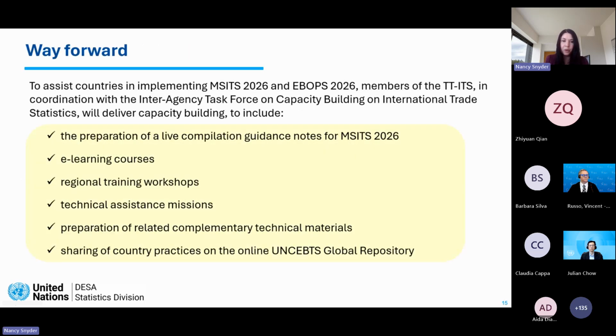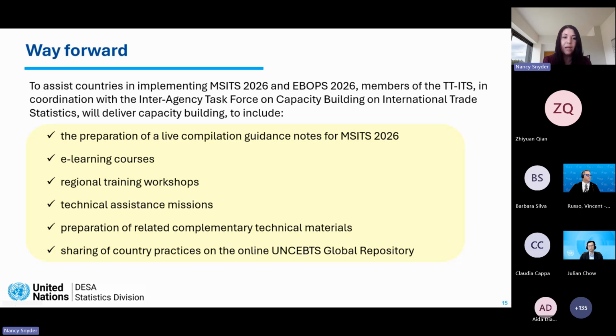So the way forward: we have given thought to the implementation of MSITS and EBOPS 2026. Importantly, there is an interagency task force on capacity building on international trade statistics, which is comprised of international organizations, especially the OECD and World Trade Organization, which will be leading that. They will coordinate the implementation and capacity building, but it will also be delivered and facilitated by members of the task team on international trade statistics.